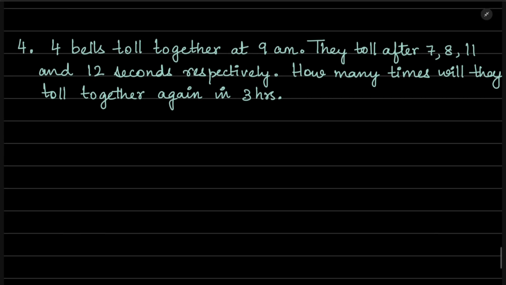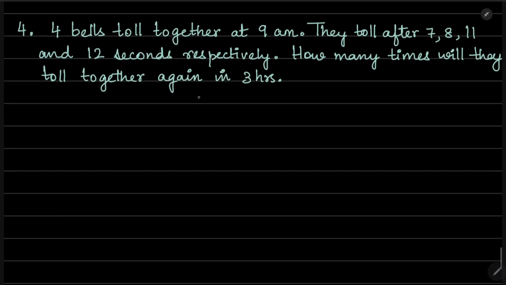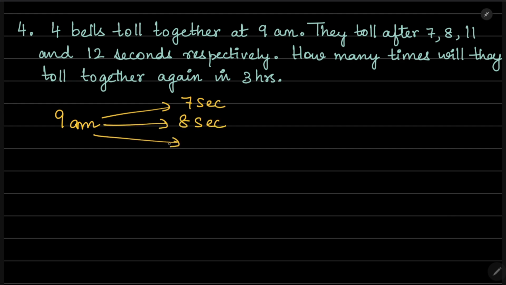So very easy. There are 4 bells, and they start at 9 a.m. The first bell rings after every 7 seconds. The second bell rings after every 8 seconds. The third bell rings after 11 seconds, and the fourth bell rings after every 12 seconds. What you are asked is how many times they will ring together.